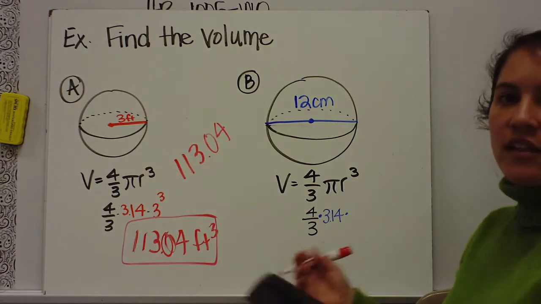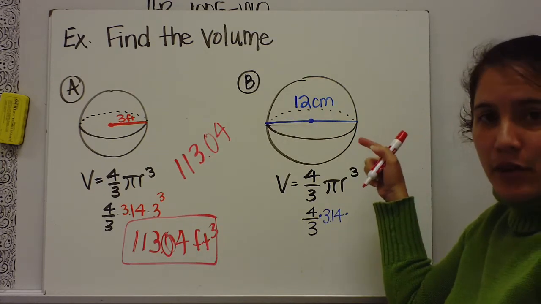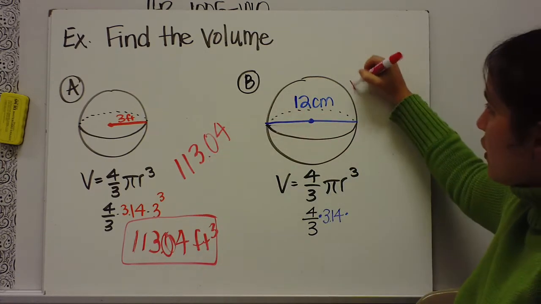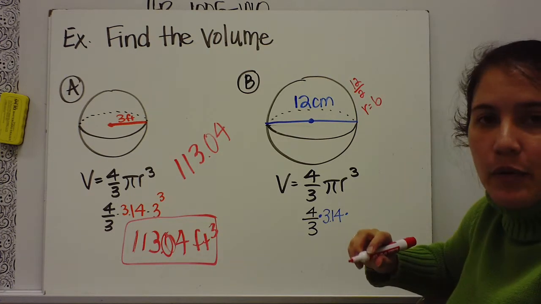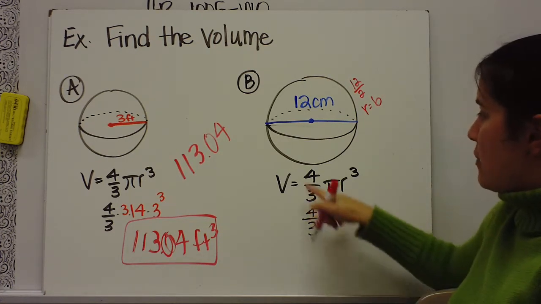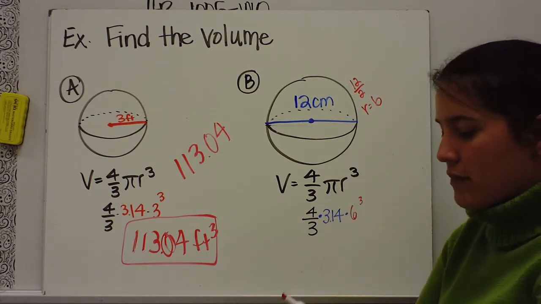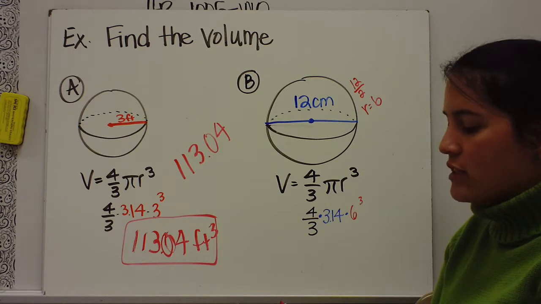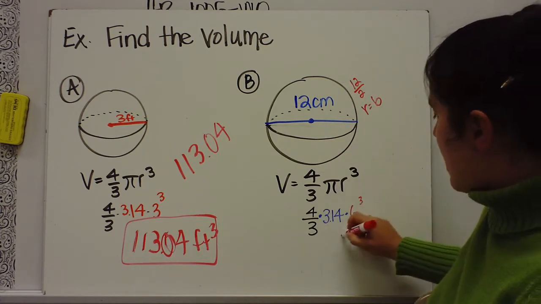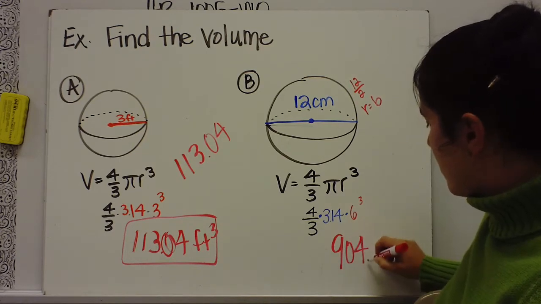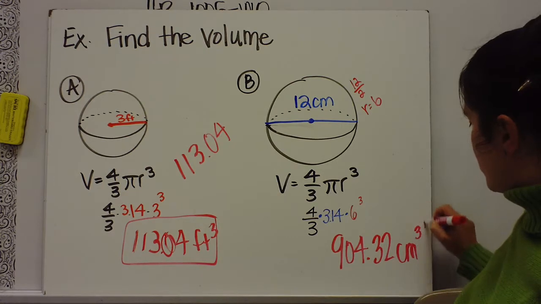Now B, the reason I gave you an example B is because I've given you all the way across the diameter. If you've been given a diameter, you know to divide it by 2 to get the radius. So for this example, the radius is 6. 4/3 pi and then 6 cubed. I'm going to type that in. 4/3 times pi times 6 cubed. I'm going to get 904.32 centimeters cubed.